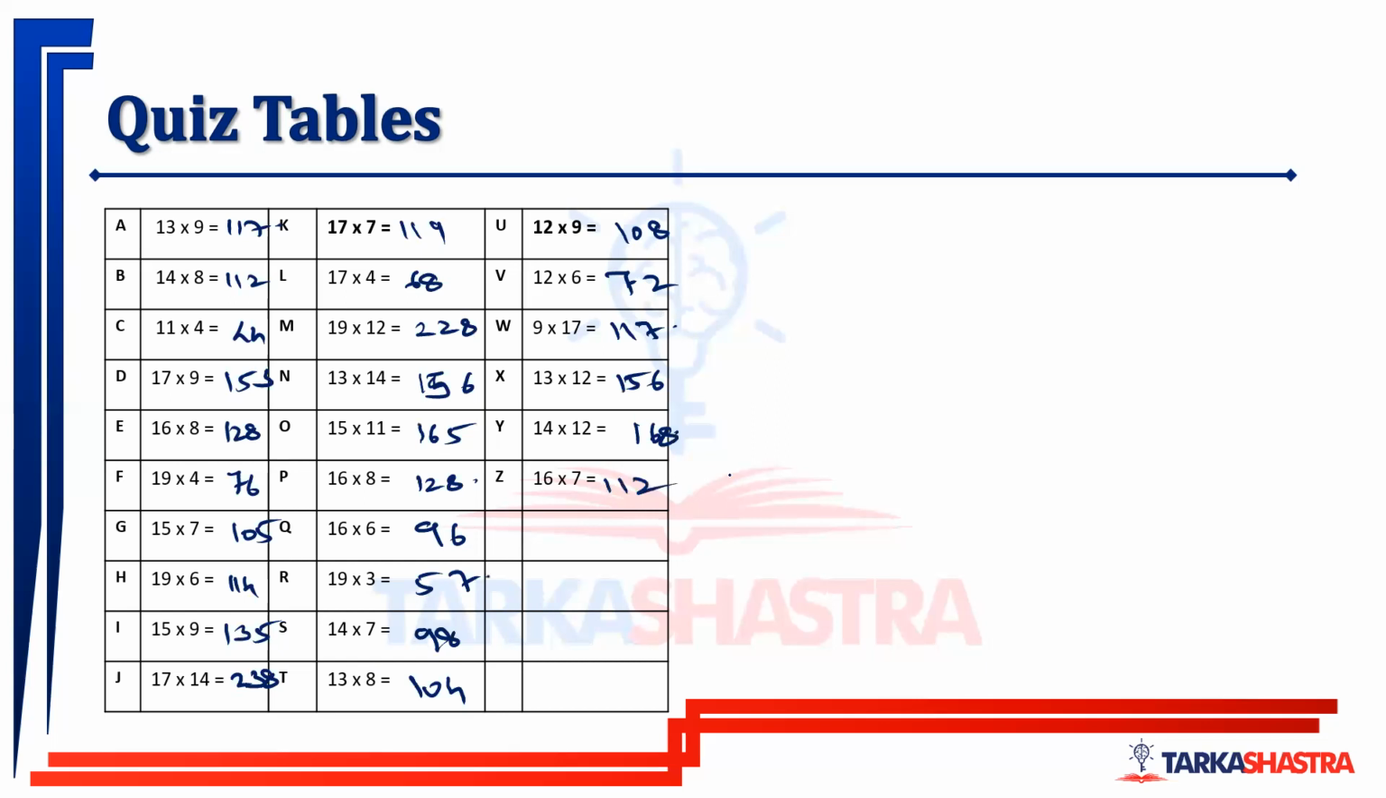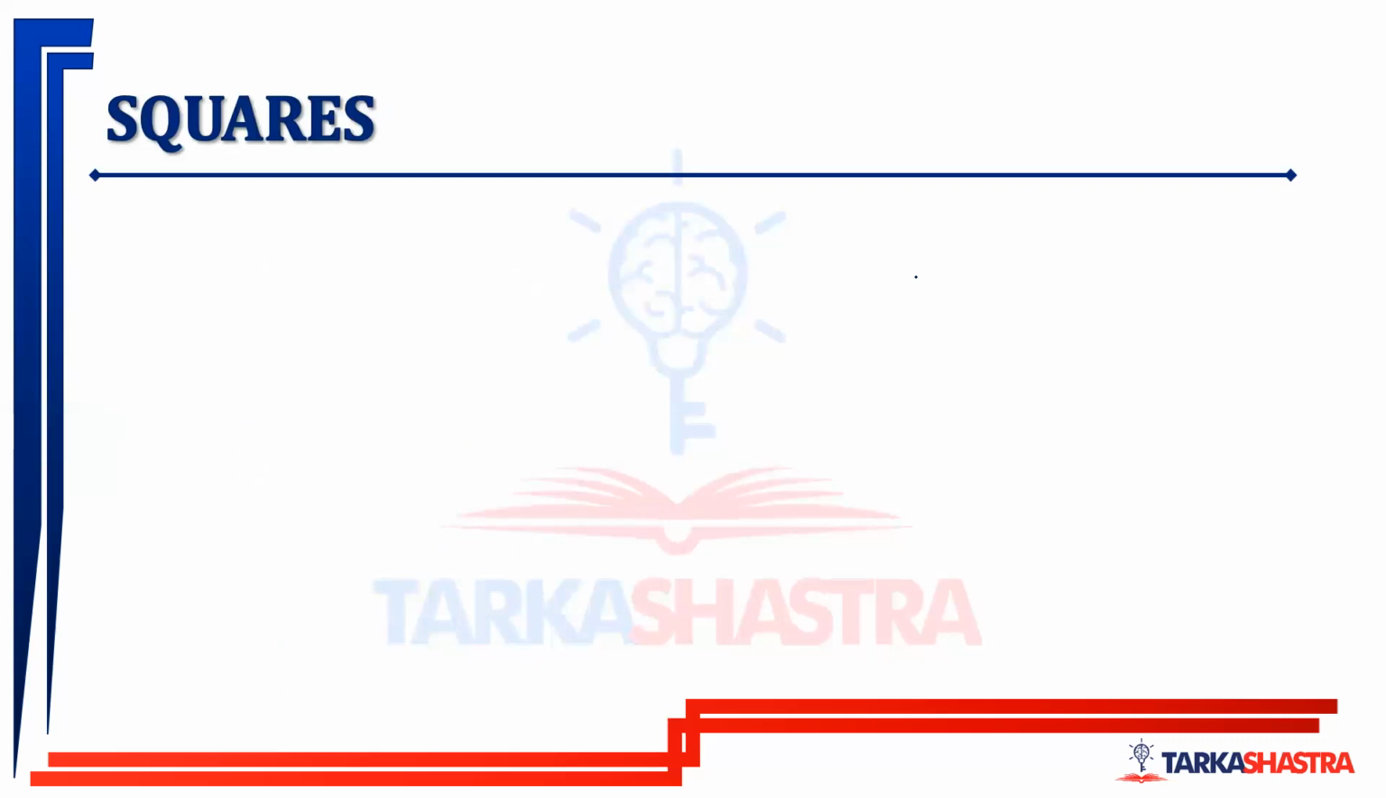Okay, this quiz you should be able to solve in 2 minutes. If you are able to do it in 2 minutes, then you have done the previous activity properly. Okay, moving forward. Now you have to write down the squares from 1 to 25.